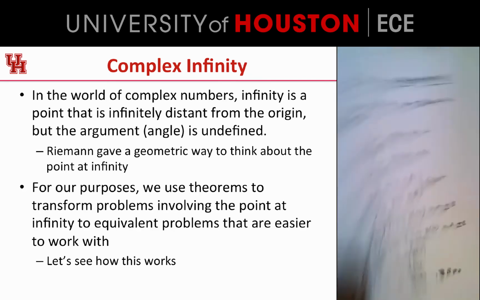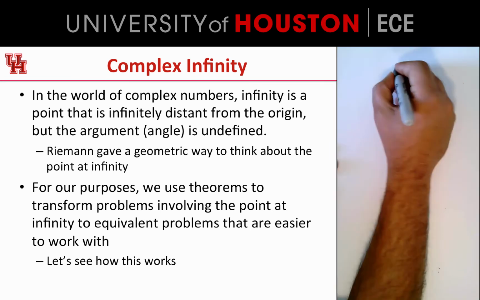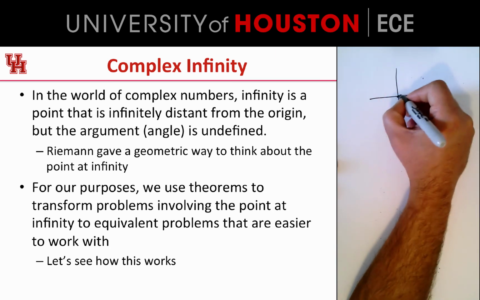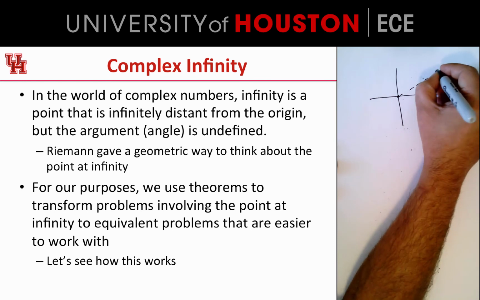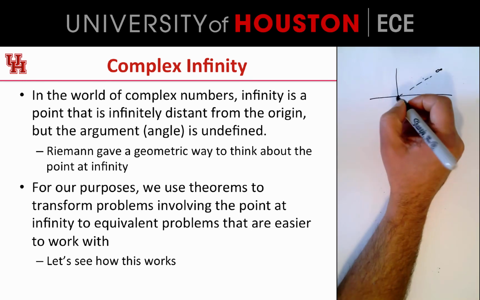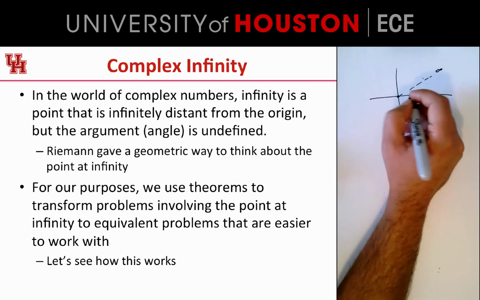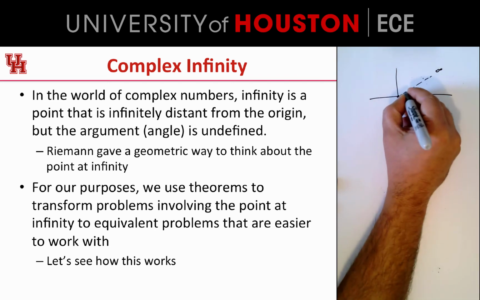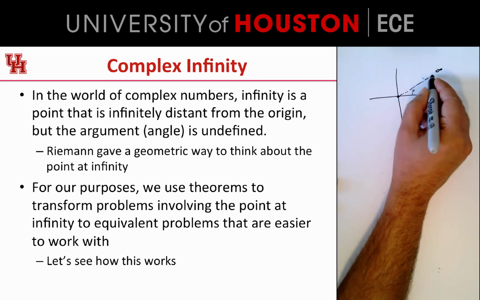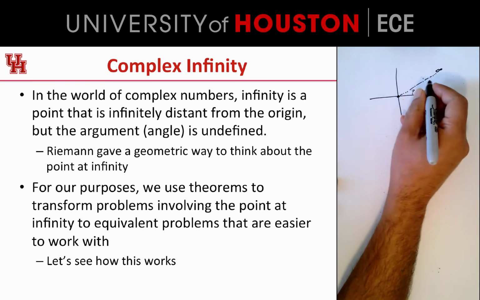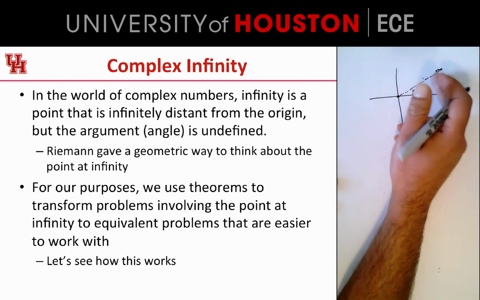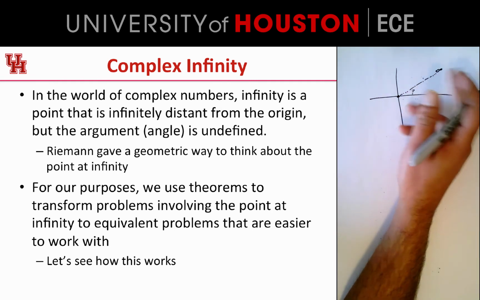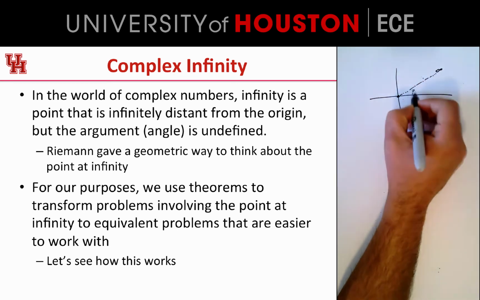So we had earlier talked about the notion of a complex infinity. One way to think about it is that complex infinity is a number that's far, far, far away from the origin, and its angle is undefined. So we don't know what the angle is. Now, sometimes we get into situations where we need to take the limit as a complex number approaches infinity. So the question is, how do we deal with that, because we don't know what the angle is?